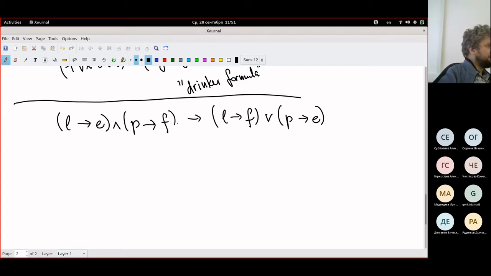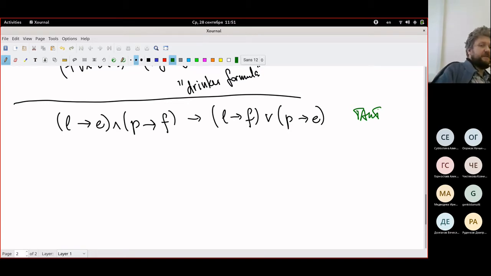Because it's disjunction. If both E and F are false, 0, then also L and P should be false. And then L implies F and P implies E, because 0 implies 0, right? So this formula is true. It's a tautology.